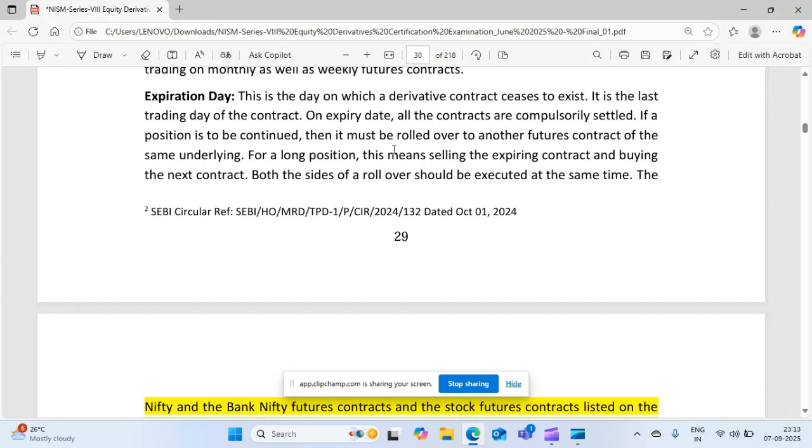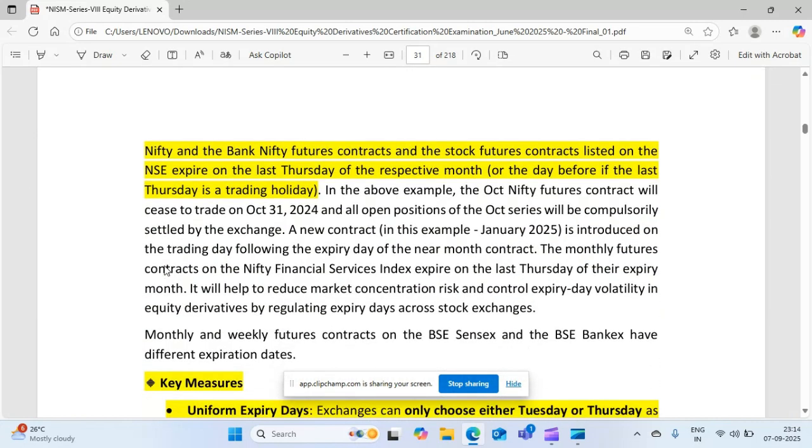Okay, so if you have a long position, you will have to sell the contract, and you can buy the next month's contract. Now an important thing to note is that Nifty and Bank Nifty futures contracts and stock futures contracts listed on NSE expire on the last Thursday of the month, which has also undergone a change. In the above example, the October-November futures contract will cease to trade on 31st October, and positions of the October series will be compulsorily settled by the exchange. Now, these are all dynamic things, so you must keep on checking this.